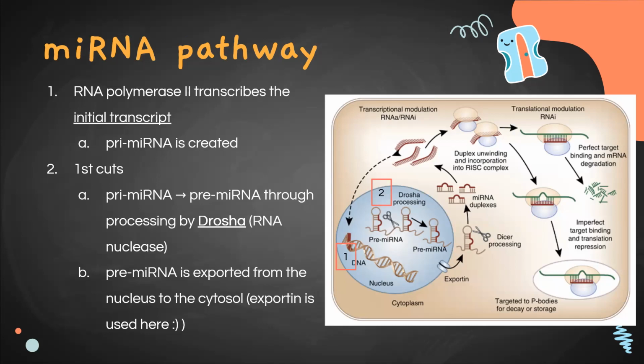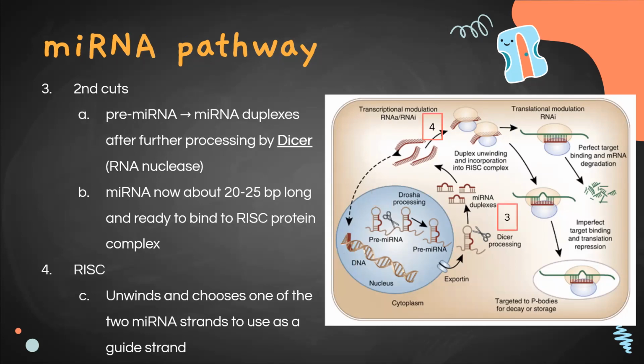last week, I think, or 2 weeks ago, and that brings it back out into the cytoplasm, and then after that it goes through Dicer, which turns it into the miRNA duplexes, which you can see up there. Actually, I think that's the next slide. Yeah, it turns into miRNA duplexes through Dicer. And then now it's 20-25 base pairs long, and it goes to a RISC protein complex, the duplex unwinding and incorporation into a RISC complex.